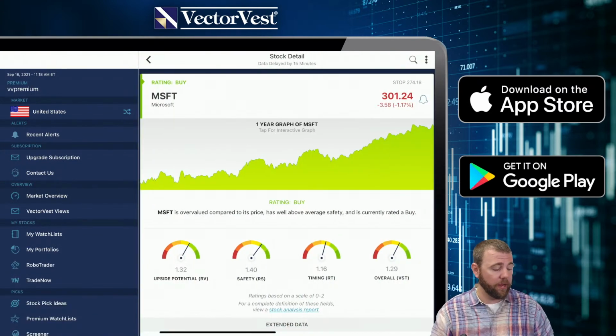MSFT, great long-term potential, less risk associated with the stock. You have a nice steady uptrend. Overall, the stock's favorable.